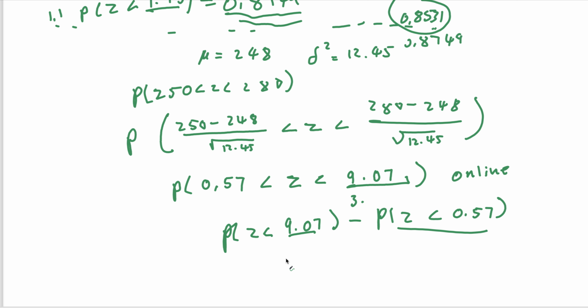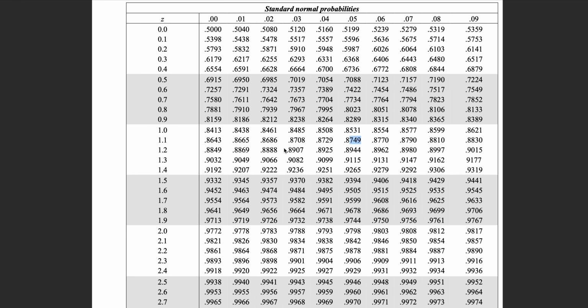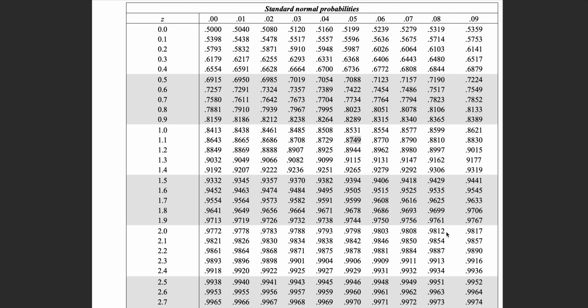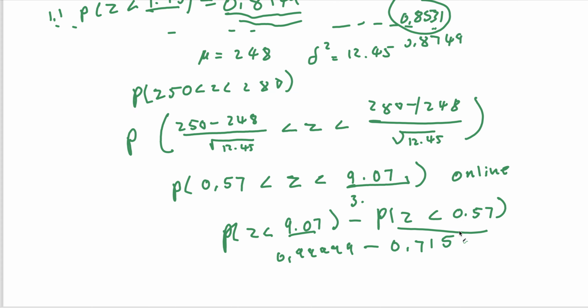It's 0.99 point something, so we can estimate it like that, and then this one will basically give us 0.57. It's the top row, 71.5. This is 0.7157, right?